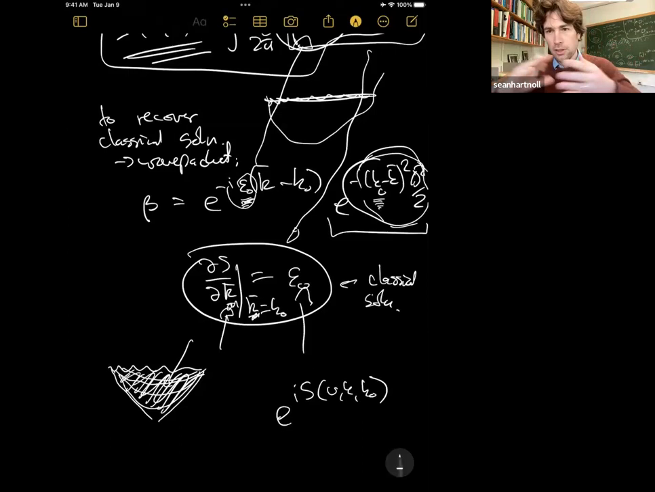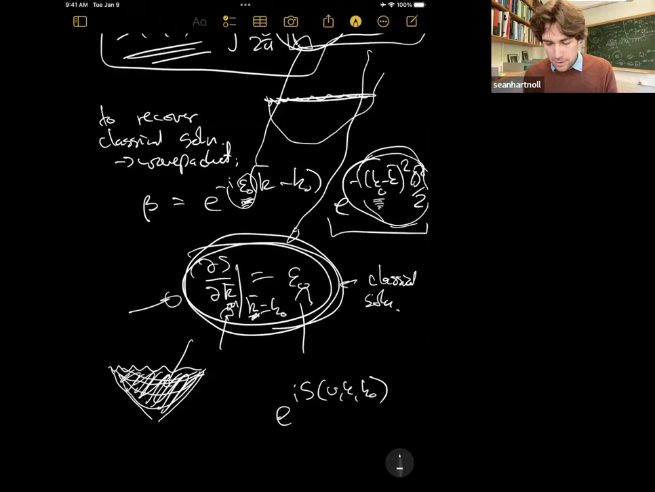If you want to have an AdS Schwarzschild solution with a single mass, you should build this wave packet, and the wave packet will be peaked. From quantum mechanics, I think Hamilton-Jacobi is much less mysterious if you think about it coming from there. First you get the WKB solution, but then there's a second step to get the classical solution, which is to build wave packets.